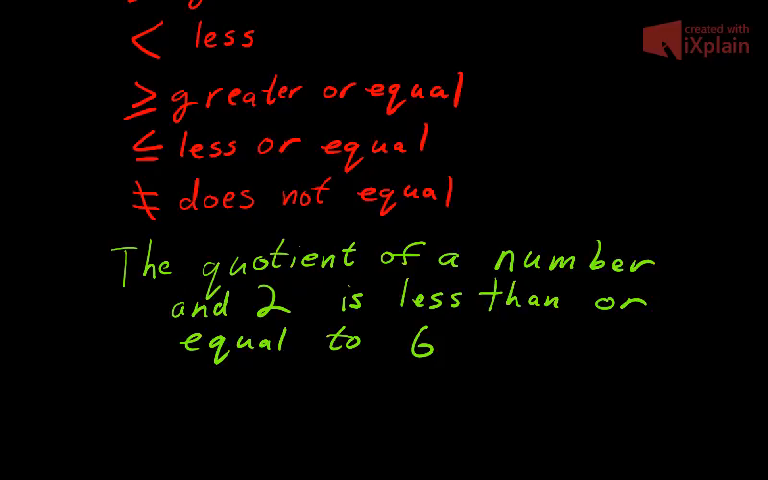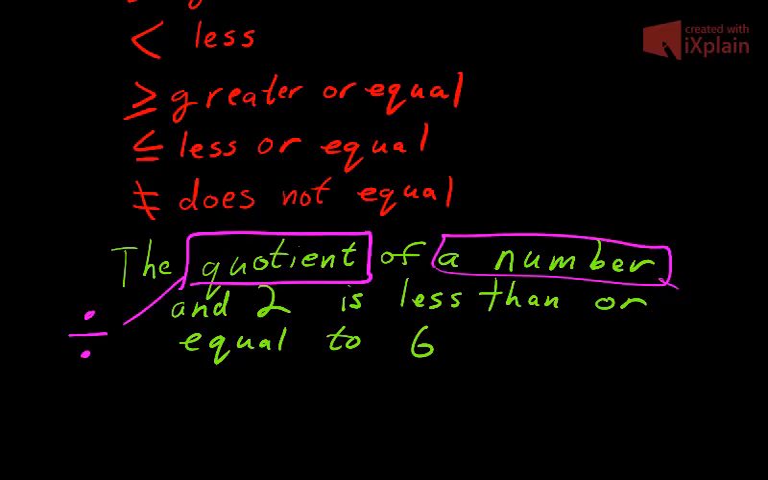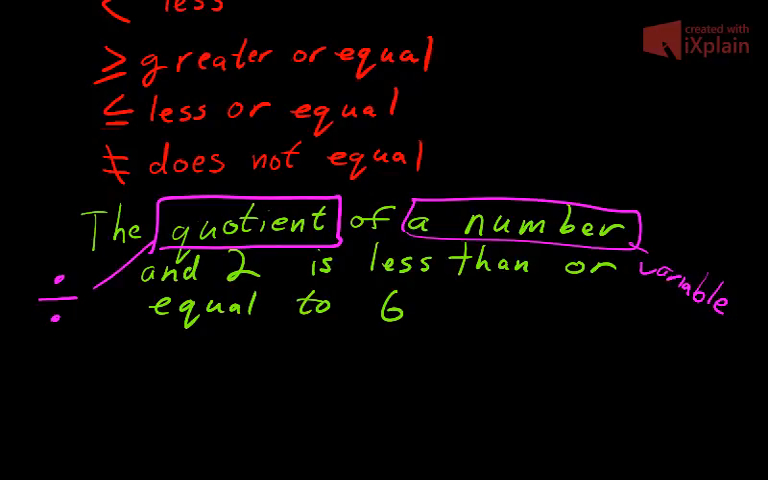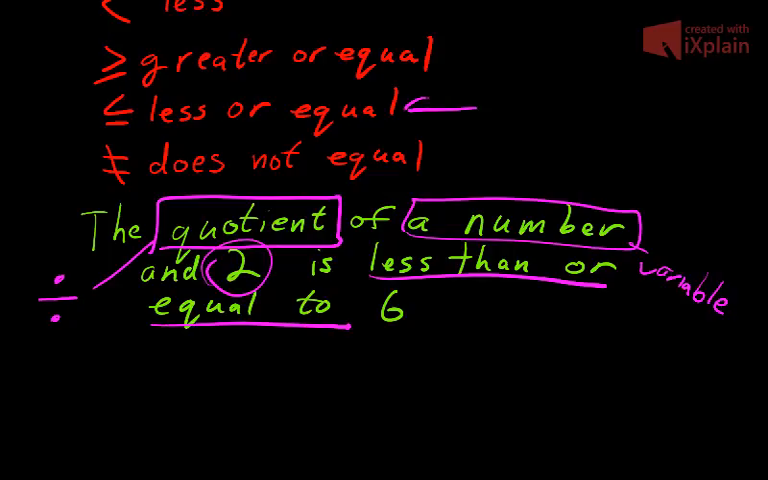So the first thing we want to look at is the very beginning of the sentence. It says the quotient. Anytime we see quotient, I want us to think division. So we see quotient, and that tells me that we are dividing. Then it says a number, and that means we have a variable. We don't know what it is, so we're going to write it as a letter. So we have the quotient of some variable and 2 is going to be less than or equal to. We've seen less than or equal to. It is right there, and then 6.